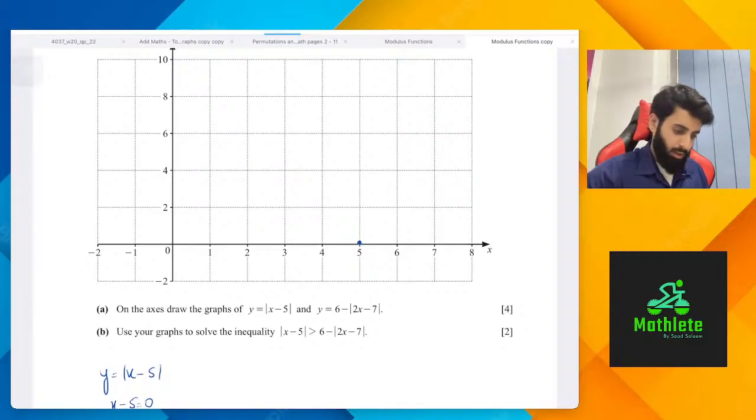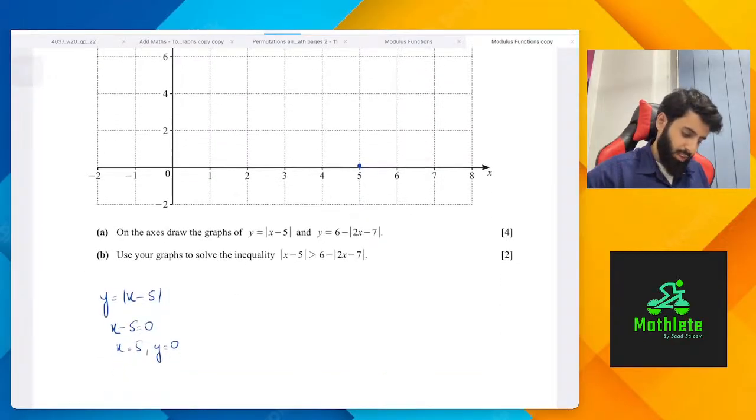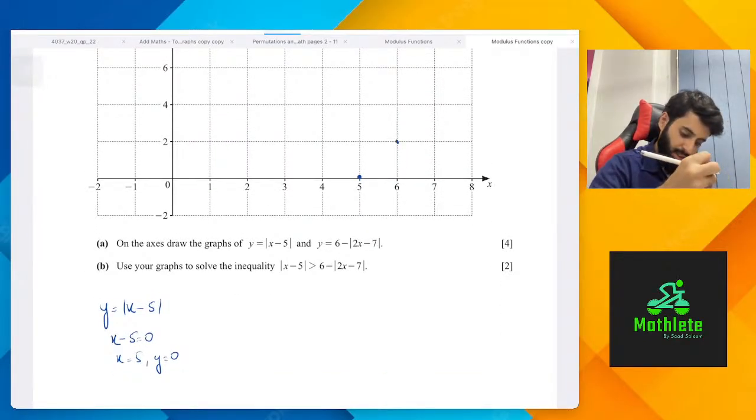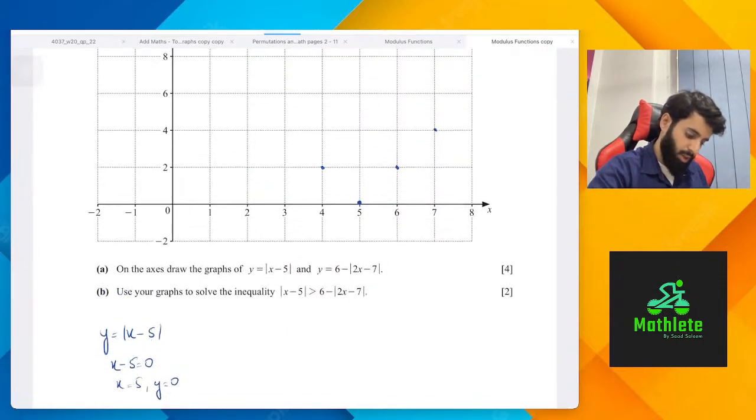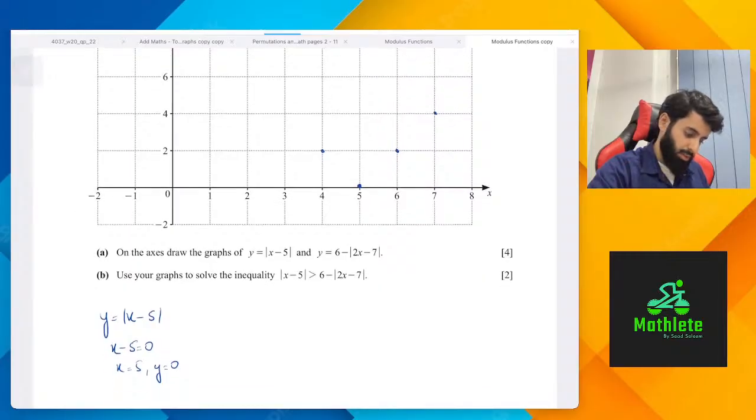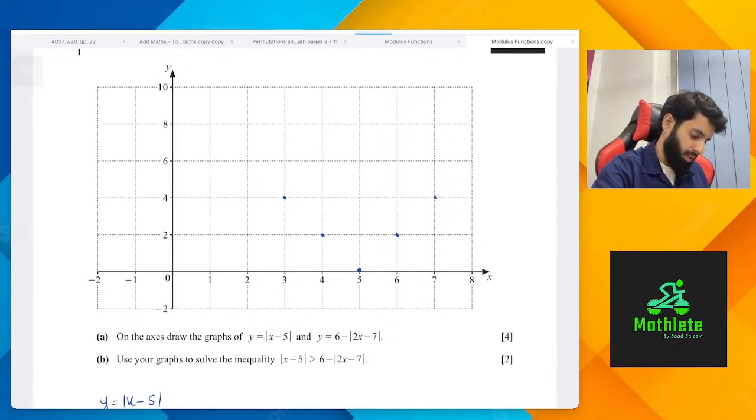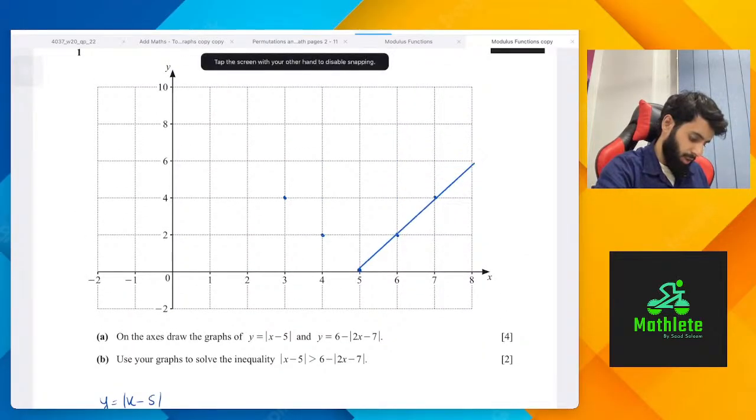Okay, so we're going to plug in 6. So 6 minus 5 is 1. We're going to plug in 7. 7 minus 5 is 2. Okay, let's plug in 4. 4 minus 5 is going to be minus 1, the absolute value of which is going to be 1. Let's plug in 3. 3 minus 5 is minus 2. The absolute value of which is going to be 2. Okay, so let's make this graph first before we move on to the next one.